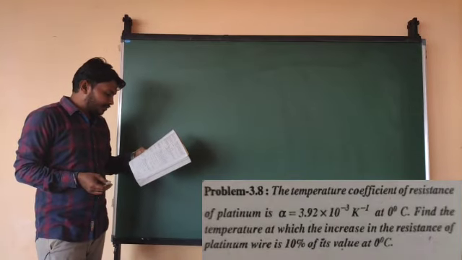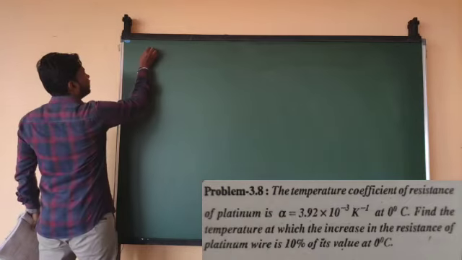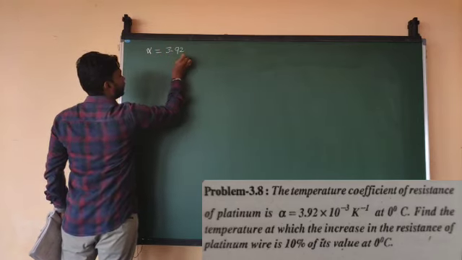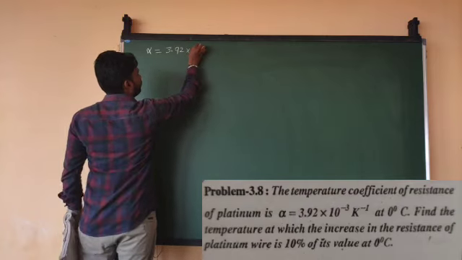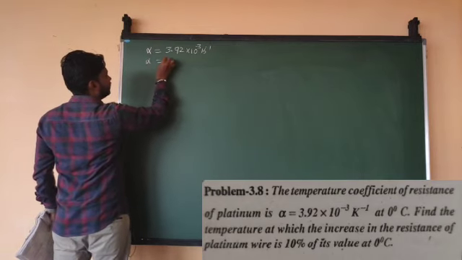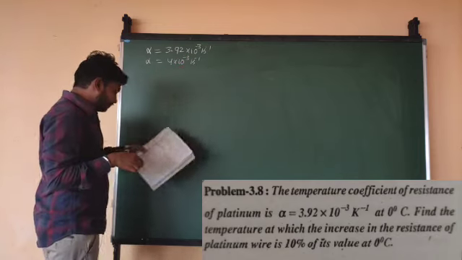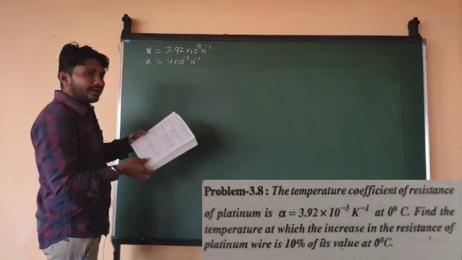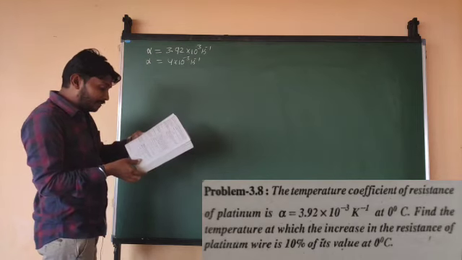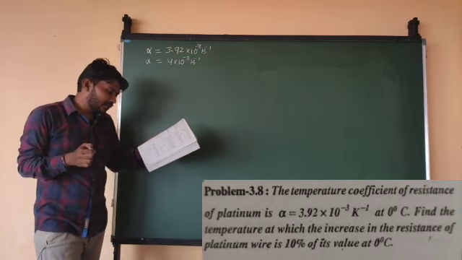The temperature coefficient of resistance of platinum is 3.92 into 10 to the power of minus 3 per Kelvin. So temperature coefficient means the alpha value, 3.92 into 10 to the power of minus 3 per Kelvin, or nearly I can take 4 into 10 to the power of minus 3 per Kelvin. Find the temperature at which the increase in resistance of the platinum wire is 10 percent of its value at 0 degrees Celsius.